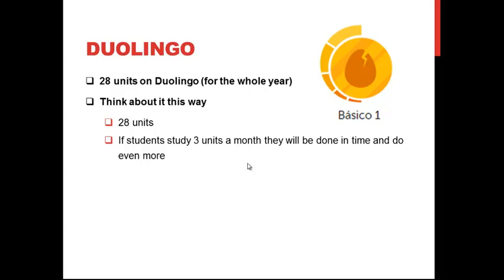We have 28 units on Duolingo that the students have to study. As you can see here, this picture represents 1 unit. It's like Basic 1 is 1 unit. So they have to finish 28 units on Duolingo for the whole year. Okay.